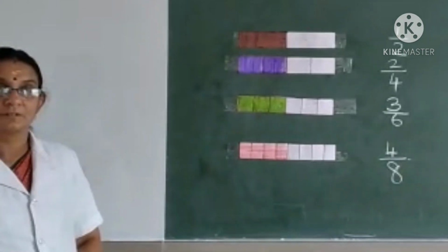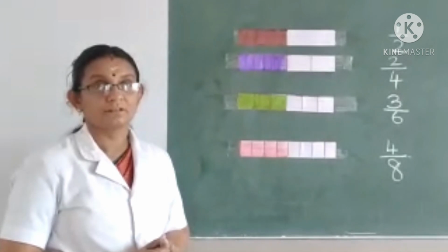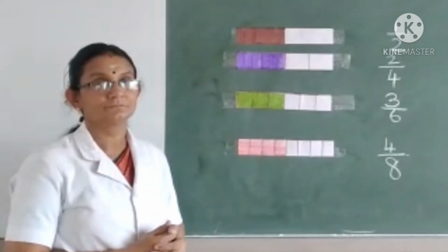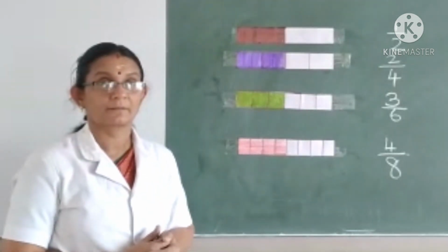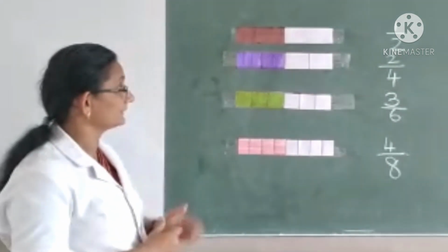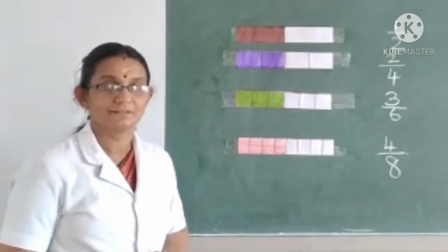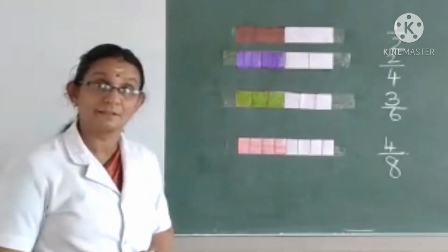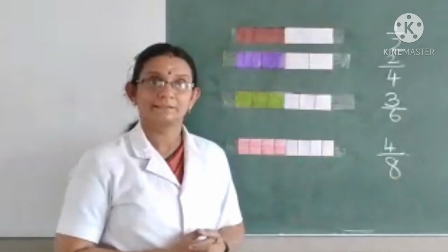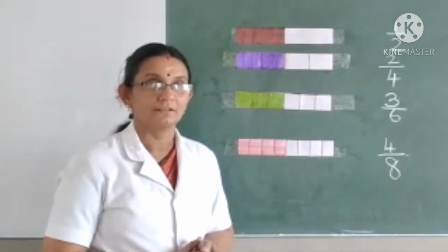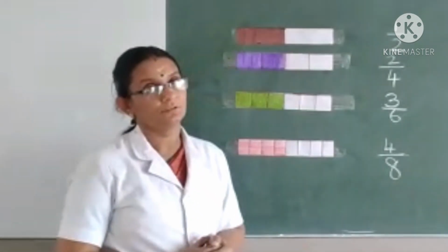So, look at the 4 strips. Can you find anything? Look at the colored part of each strip. You can see that the same portion has been shaded, isn't it? So, what does it mean? That all the fractions are same, isn't it? So, these fractions are called equivalent fractions.